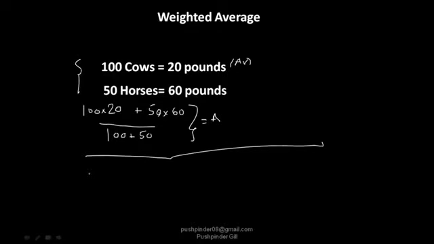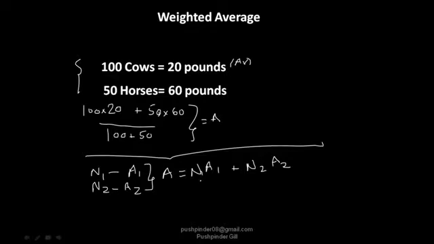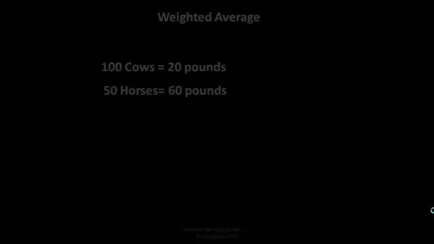If you want to simplify it, you can say that if n1 items are there and their average is a1, and n2 items are there and their average is a2, then the overall average of the n1 items and n2 items taken together would be (n1a1 plus n2a2) divided by (n1 plus n2), right? I suppose it's clear now. Okay, alright, so let's go ahead and tamper with it.